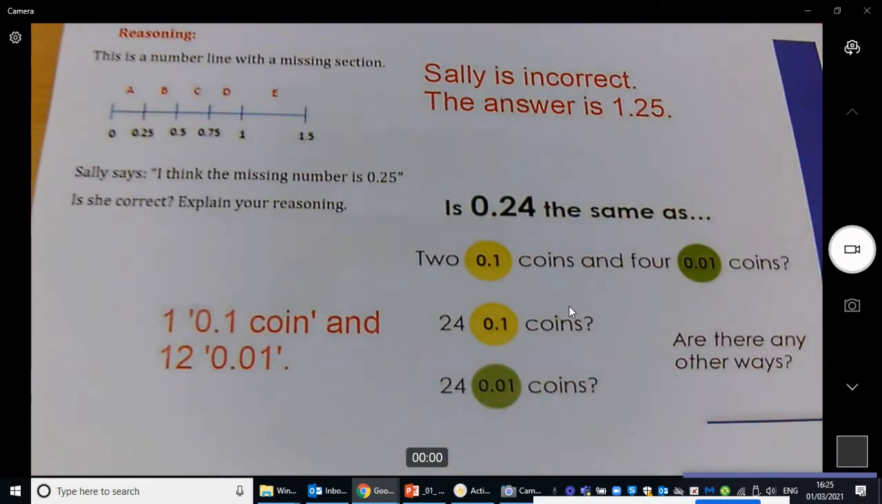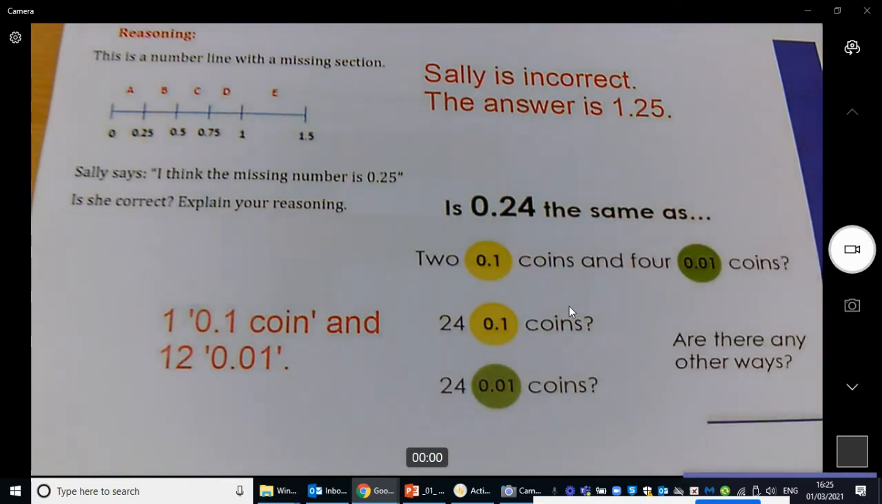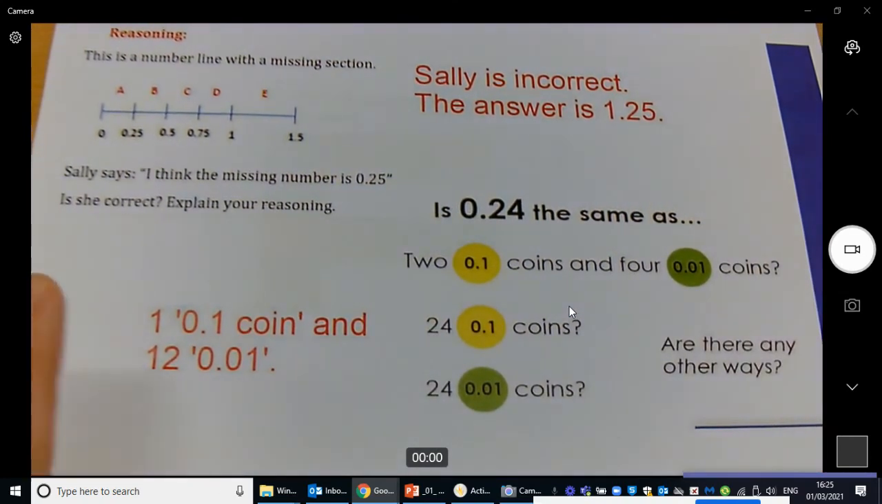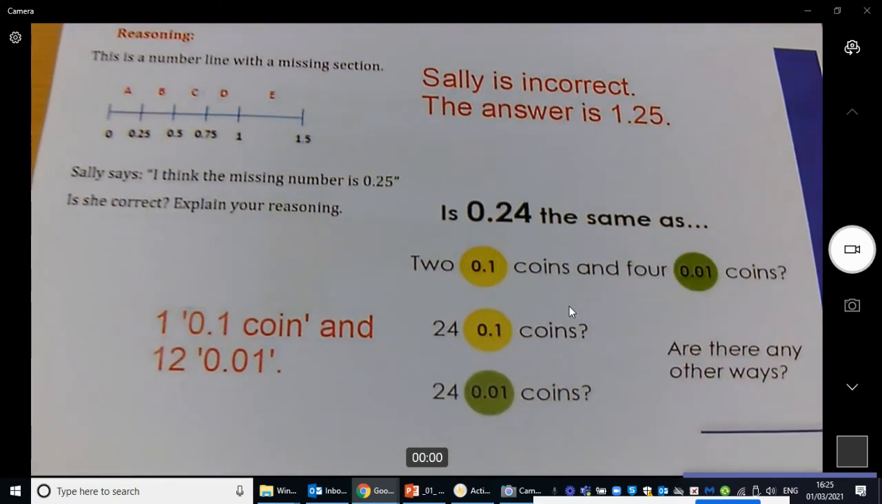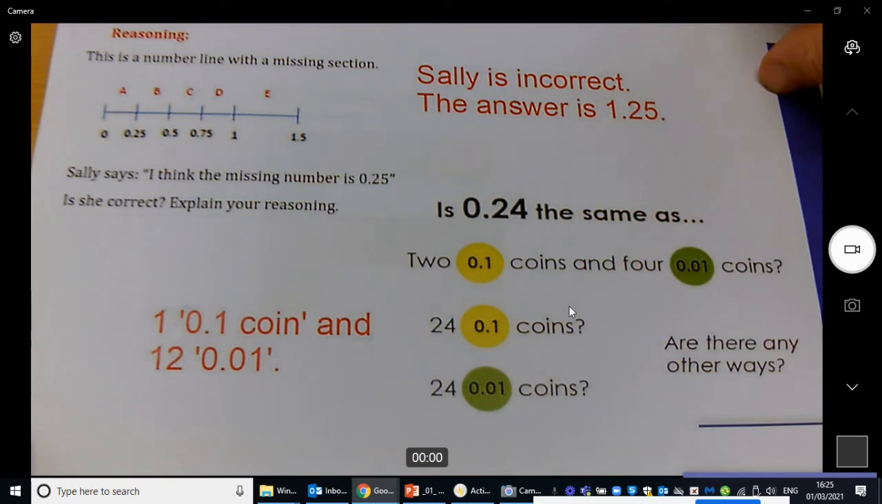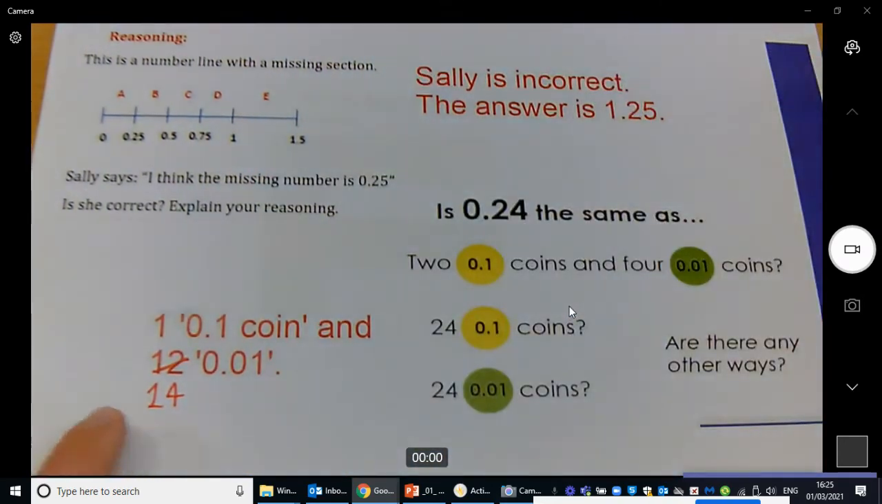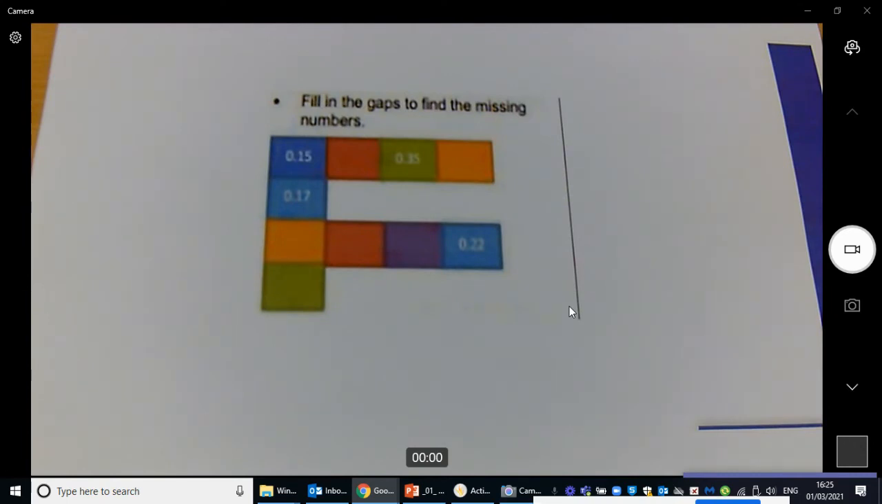So Sally is incorrect, although she's realized that it should be 2.5 after the decimal point. She's forgotten to change the 1, so it should be 1.25. And then what you could have had is 1 0.1 coin and 12 of these green 0.01 coins would have made 0.24. Oh, sorry. It should have been 14 of those. I thought that didn't look right. There should have been 14 of those coins. My apologies.